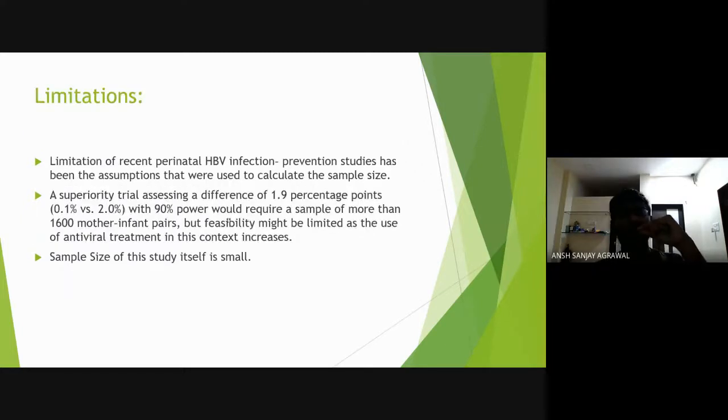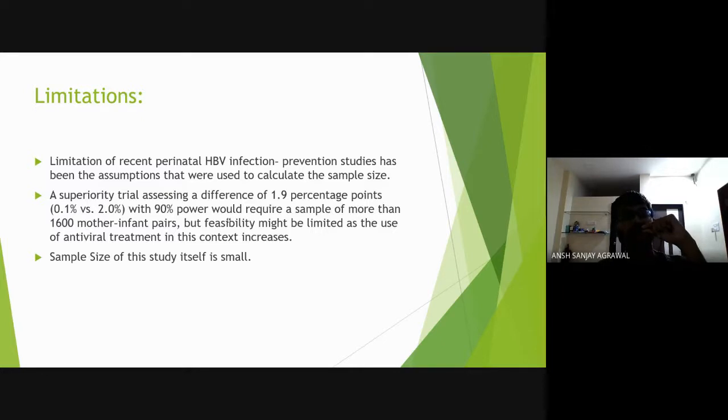Now coming to limitations, the simplest limitation to understand is that the sample size of the study itself was small. 331 participants are not quite a lot when we look at the sizes for RCTs, which can range into the thousands. And even if we talk about a phase 3 trial, even 700, 800 participants have been known to be recruited in phase 3 trials.